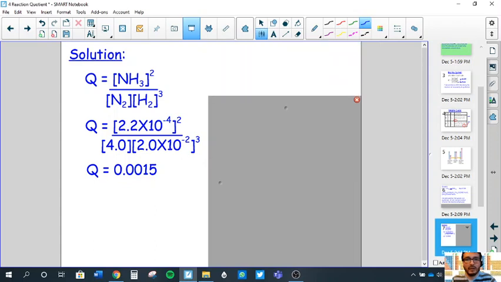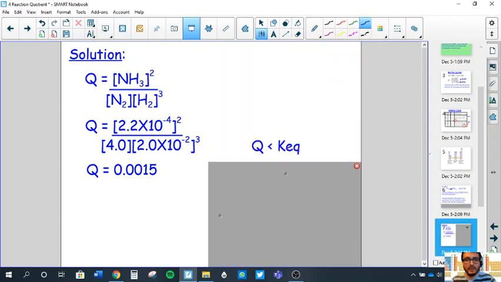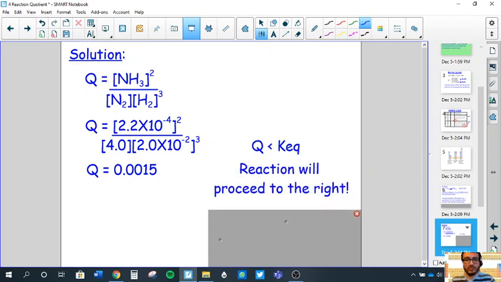Now, if we compare that to KEQ, we see that Q is less than KEQ. Now, if Q is less than KEQ, that means the denominator is larger, right? Larger than it should be. That means your reactants are favored, so it's going to move in the forward direction, right? It will proceed then to the right. It is not at equilibrium, it will move to the right.